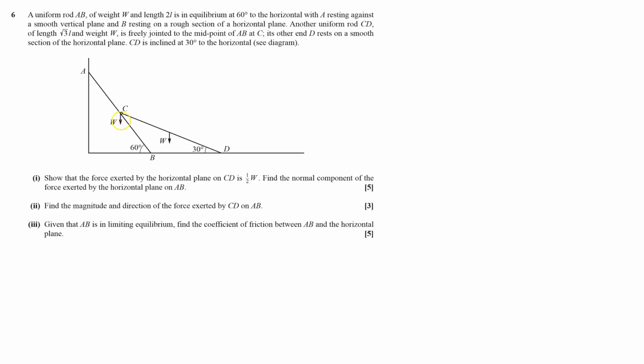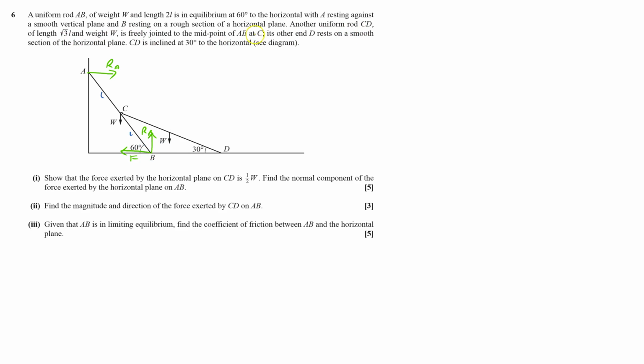A uniform rod of weight W, AB, length 2L, so that's L there and L there, resting against a smooth vertical plane, so it's going to have a normal contact force there, which I'll call RA. And B resting on a rough section of a hull. So this is a rough section at B, so that's going to be RB. And it's rough, so it's going to have friction, it's going to want to slide that way, so friction will oppose motion there.